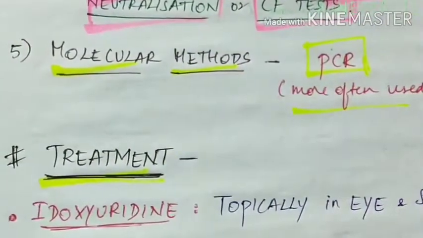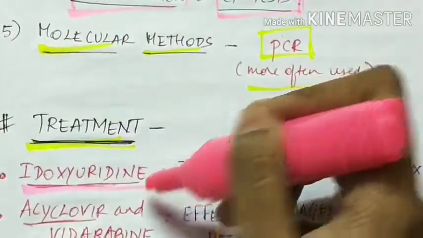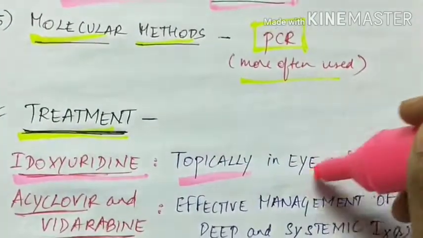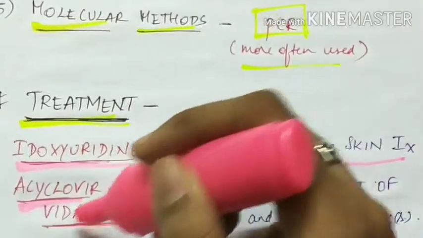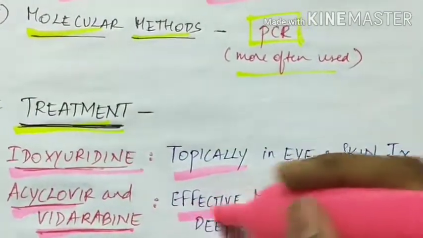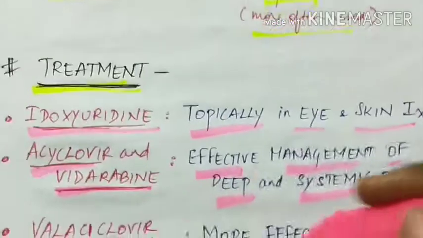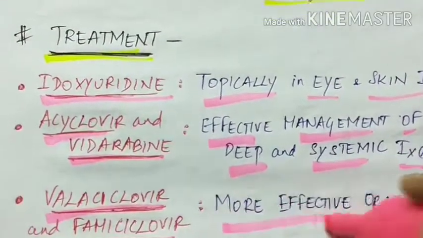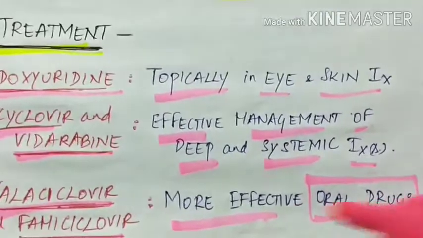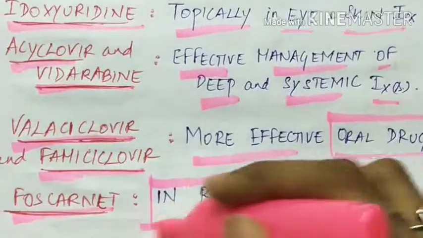Lastly, treatment. Treatment includes use of idoxuridine topically in eye and skin infections, acyclovir and vidarabine. This is effective in management of deep and systemic infections. Next is valacyclovir and famciclovir. These are more effective oral drugs. And foscarnet is used exclusively in resistant cases.